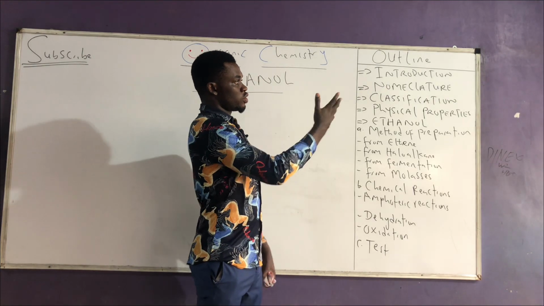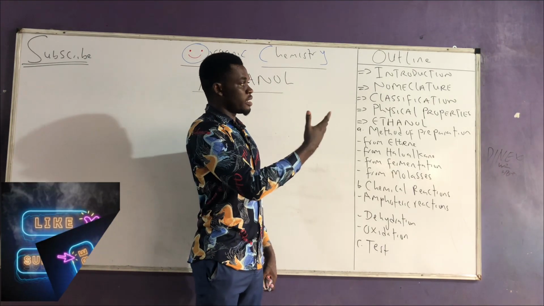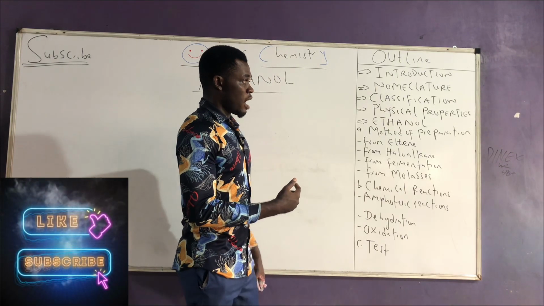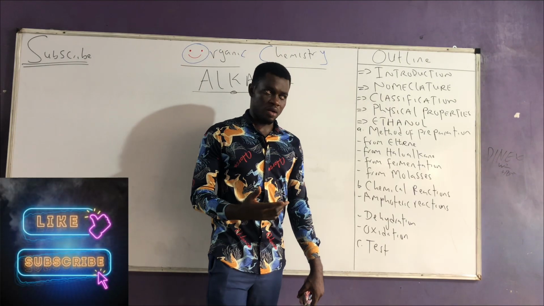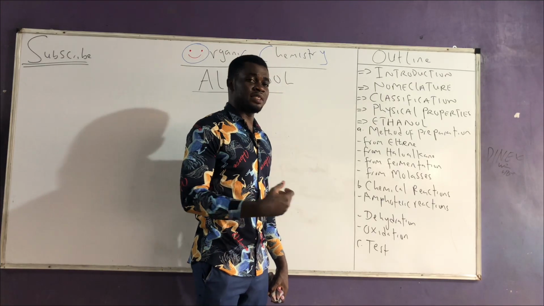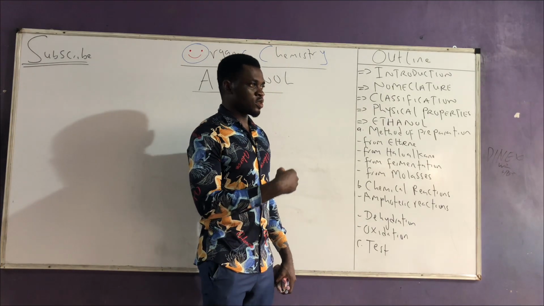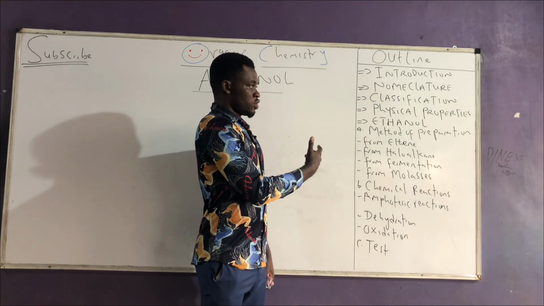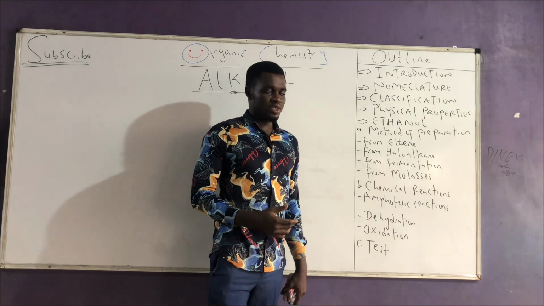We'll give an introduction into alkanols, we'll talk about the nomenclature, how to name alkanols. Once we're done with how to name alkanols, we'll talk about the classification of alkanols. You hear stuff like primary, secondary, tertiary, you hear stuff like monohydric, trihydric, and polyhydric alkanols. Once we're done, we'll talk about the physical properties of alkanols.